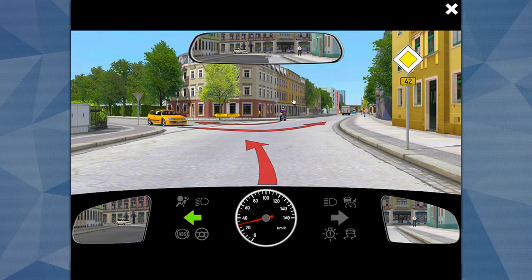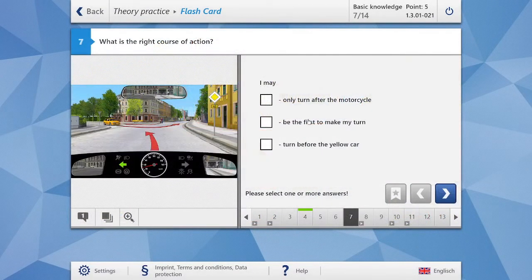Between you and the motorbike, the motorbike is turning right and you are turning left. So in this case the motorbike has more priority than you, so you must wait for the motorbike, then it's you, and then it's the yellow car. Let's look at the options. I may only turn after the motorbike. That's correct. I may be the first. No. I may turn before the yellow car. That's also true. That's correct.